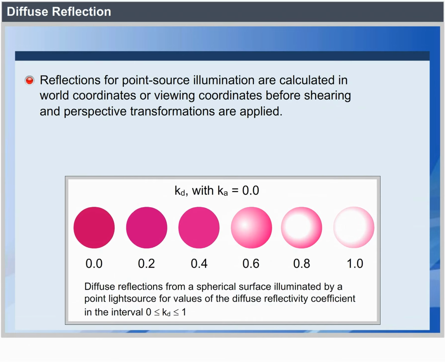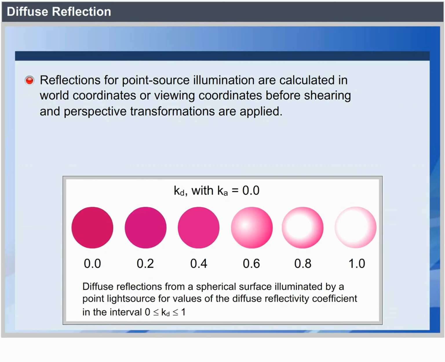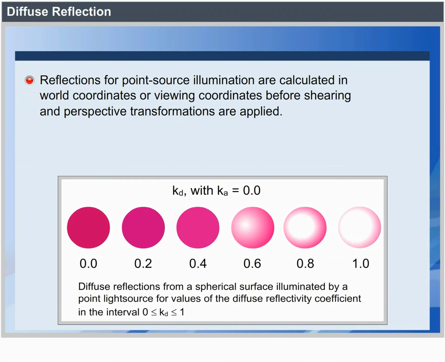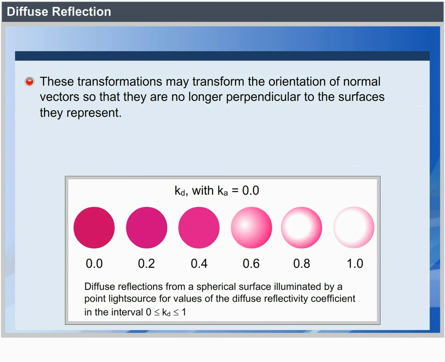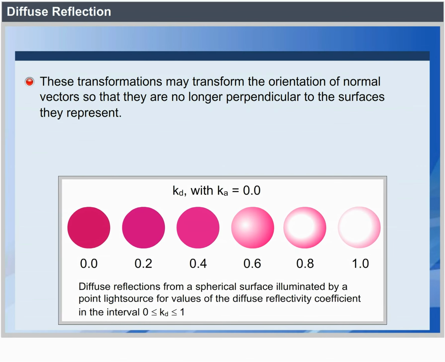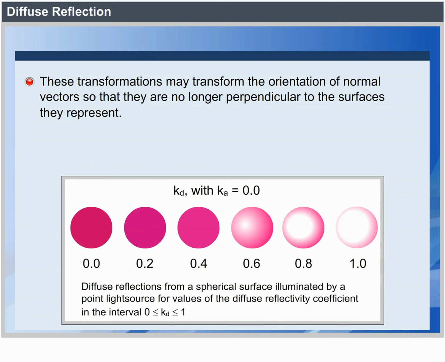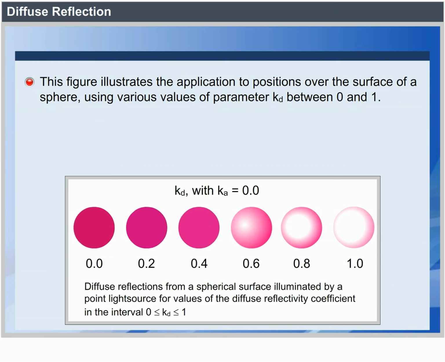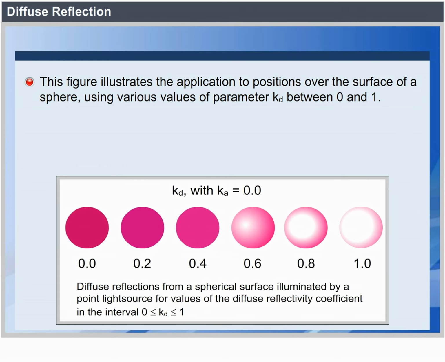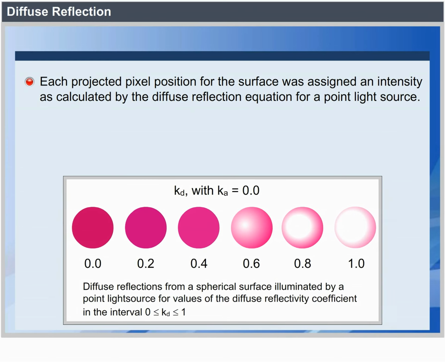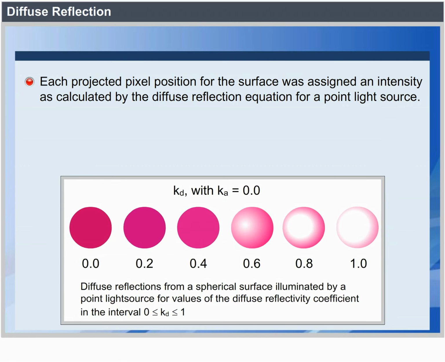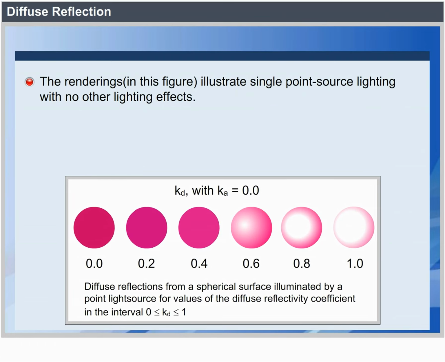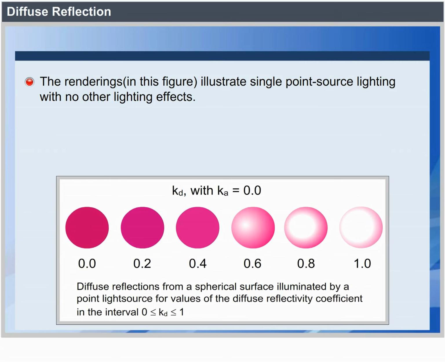Reflections for point source illumination are calculated in world coordinates or viewing coordinates before shearing and perspective transformations are applied. These transformations may transform the orientation of normal vectors so that they are no longer perpendicular to the surfaces they represent. This figure illustrates the application to positions over the surface of a sphere using various values of parameter KD between 0 and 1. Each projected pixel position for the surface was assigned an intensity as calculated by the diffuse reflection equation for a point light source. The renderings in the figure illustrate single point source lighting with no other lighting effects.